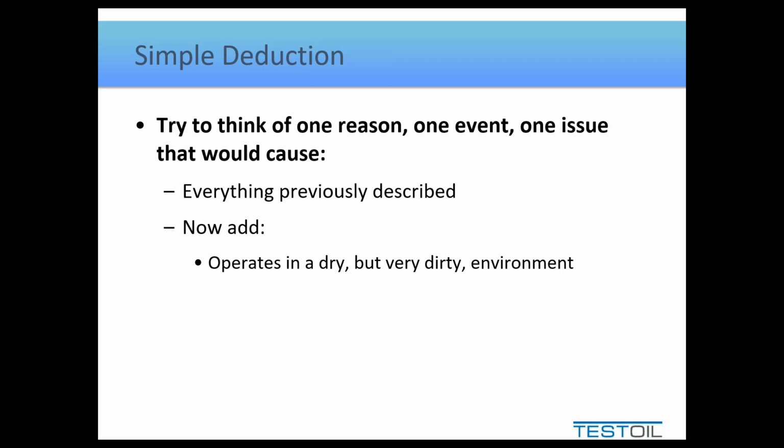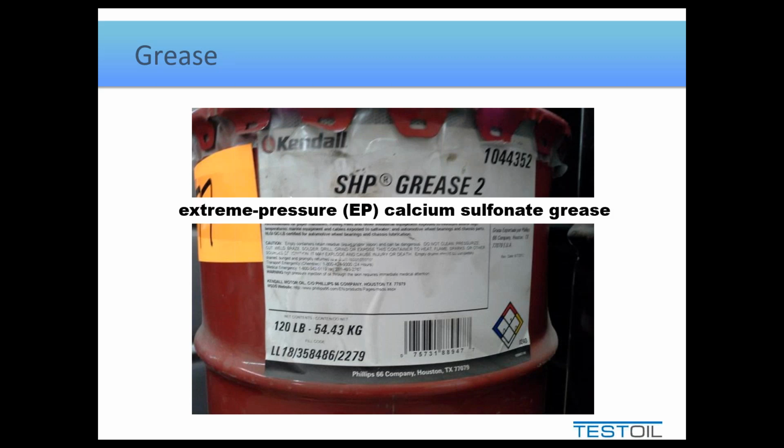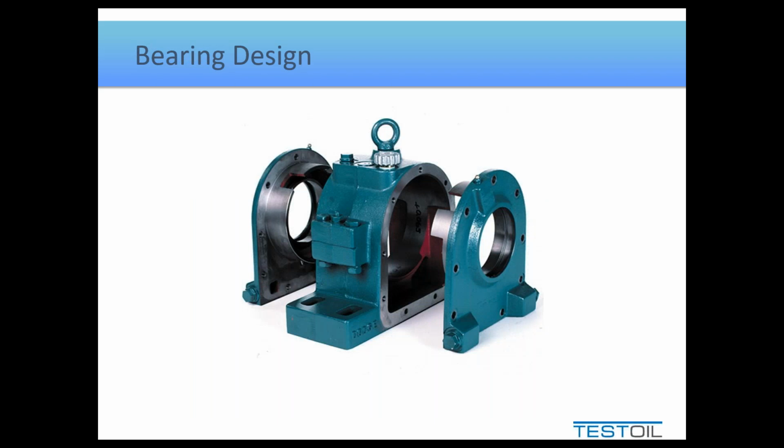The other thing that they know is that this bearing housing has seals that require periodic greasing. This is the grease they use. Now, I know you can't read that label, so let me just zoom in a little bit here. Right at the top line, underneath where it says NLGI grade 2, it says the grease they're using on the seal is an extreme pressure calcium sulfonate grease.